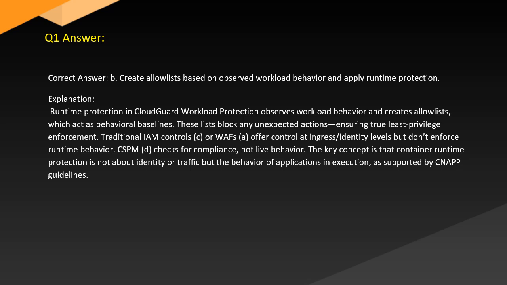Answer. Correct answer: B. Create allow lists based on observed workload behavior and apply runtime protection. Explanation. Runtime protection in CloudGuard Workload Protection observes workload behavior and creates allow lists, which act as behavioral baselines. These lists block any unexpected actions, ensuring true least privilege enforcement. Traditional IAM controls (C) or WAF (A) offer control at ingress and identity levels, but don't enforce from behavior. D checks for compliance, not live behavior.